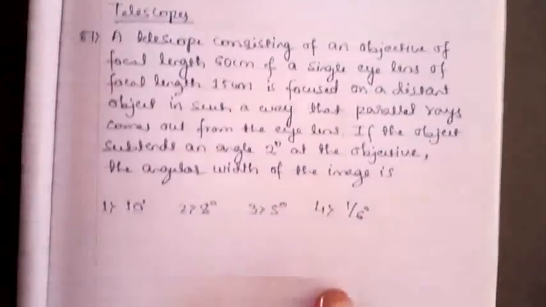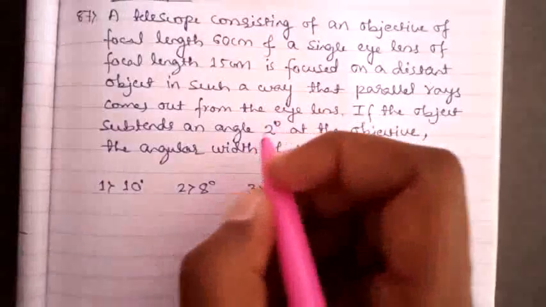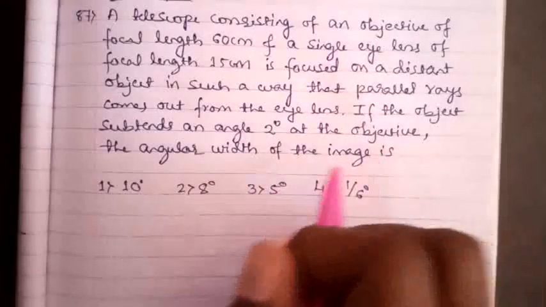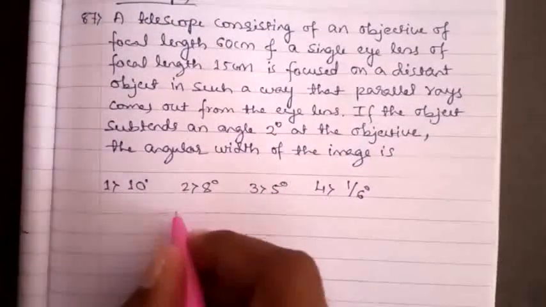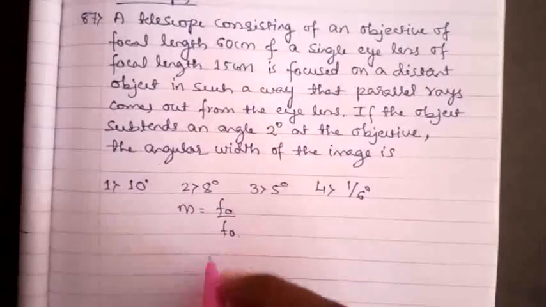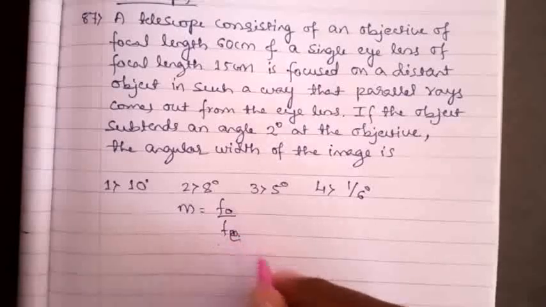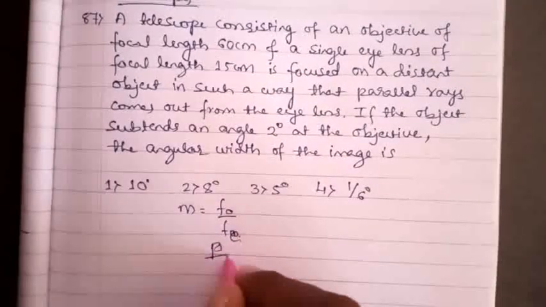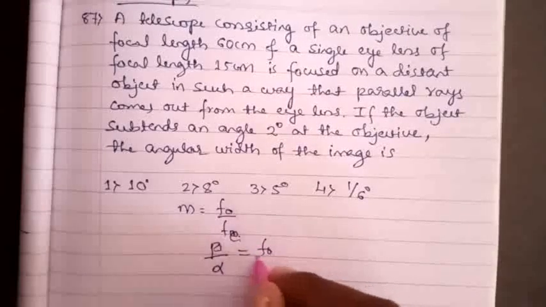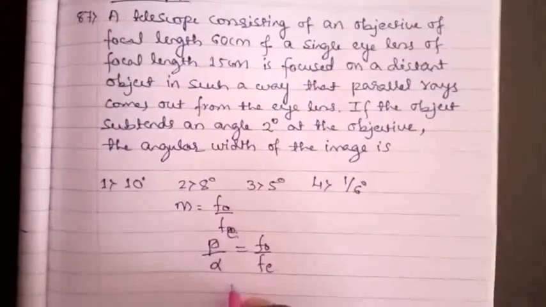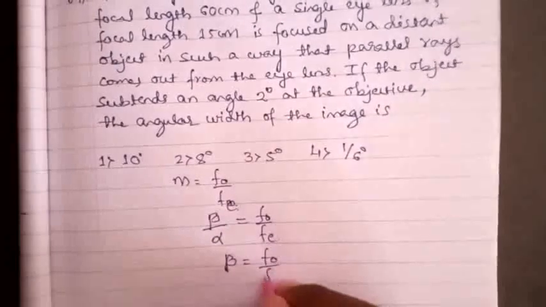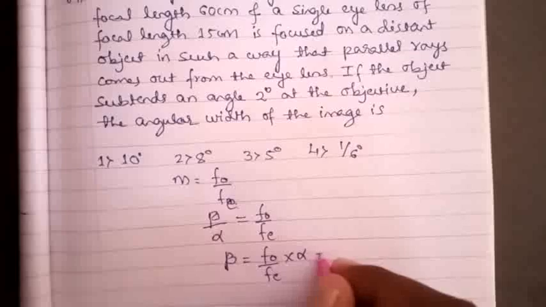So already we know the formula for the magnification produced by the telescope when the image is formed at infinity. That is M is equal to FO by FE, and magnification is also defined as beta by alpha, meaning the angle subtended by the image to the angle subtended by the object, that is equal to FO by FE. Then we are going to find beta. Then beta is equal to FO by FE into alpha. Then substitute the values here.